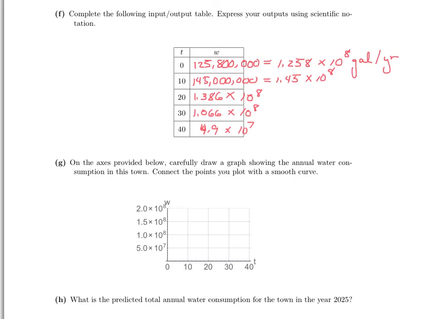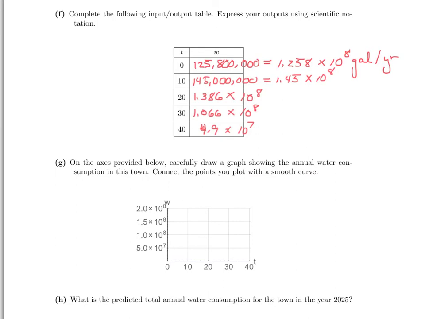Let's look at part G. On the axes provided below, carefully draw a graph showing the annual water consumption in this town. Connect the points you plot with a smooth curve. So basically what we're trying to do is get a feel for what the graph of this function that we've created looks like. We've got some points here that we can plot.